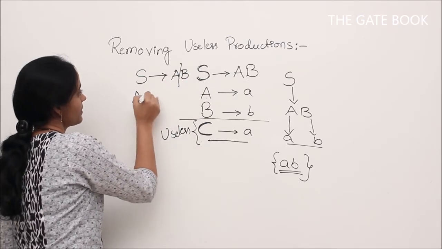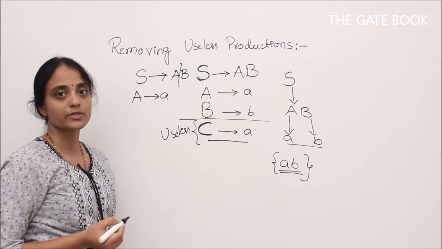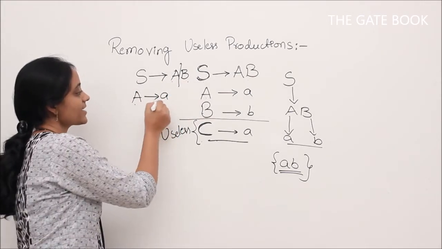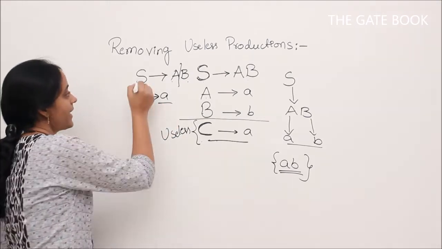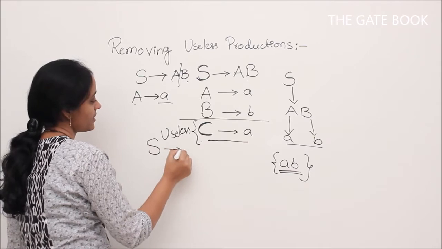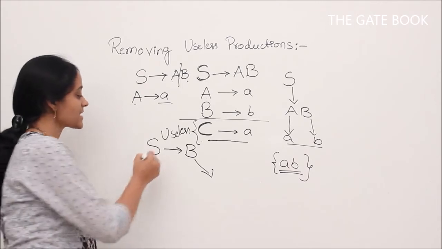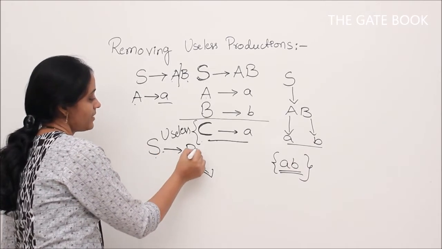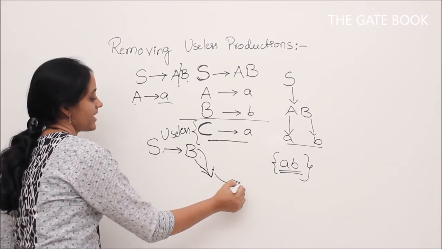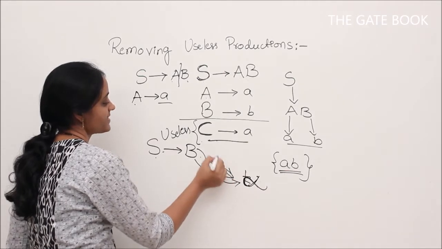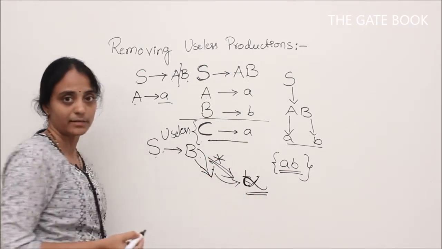S derives A or B, A derives A. What is useless production here? S derives either A or B, and A derives the single terminal A. Then what is useless? S derives B is useless because B is not deriving any terminal. To derive any string from the start variable, every internal variable needs to derive some final terminal string, right? Finally it should have a sentential form which is deriving the terminal string. But B doesn't have any production, so S derives B is a useless production.